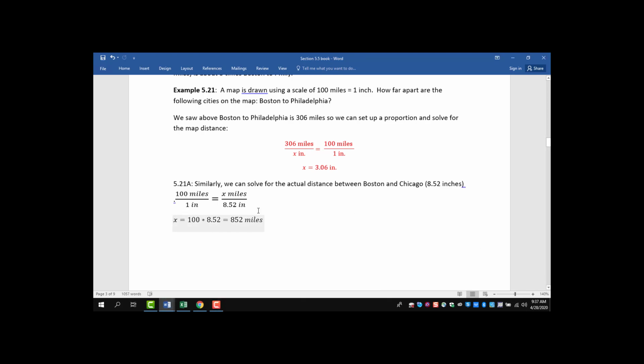Okay, so hopefully you figured this out here. Here's our scale. Here's our unknown miles and our known inches on the map. Cross multiply, and we don't even have to divide. And so we get 852 miles. So that's the distance in actual miles between Boston and Chicago.